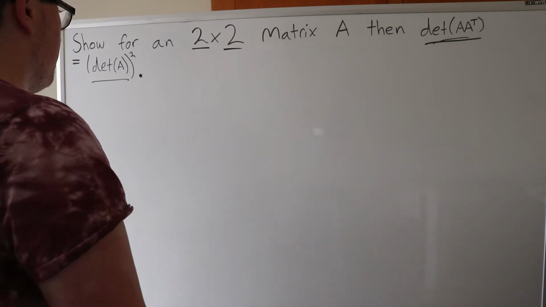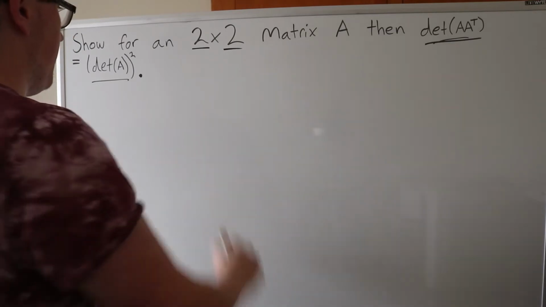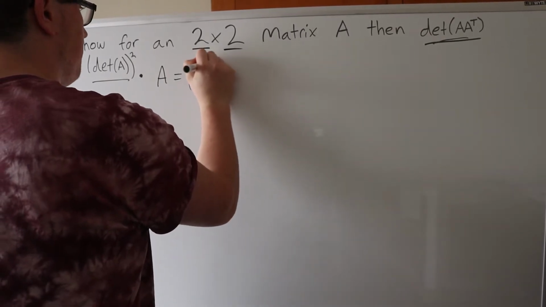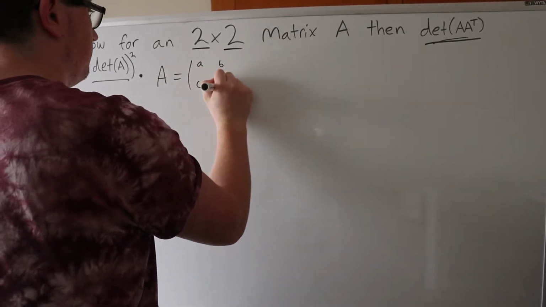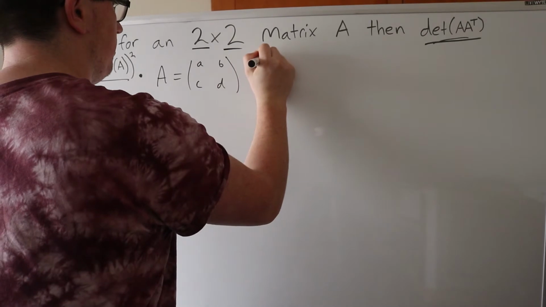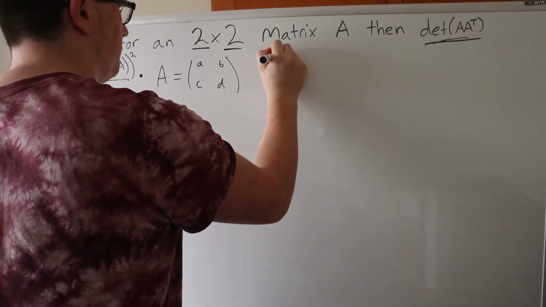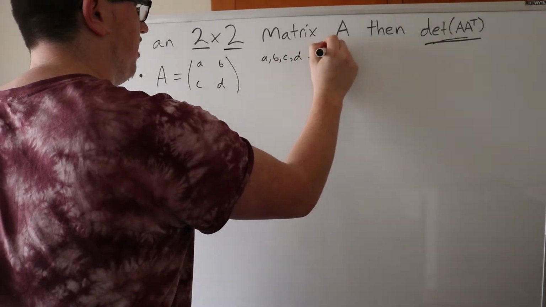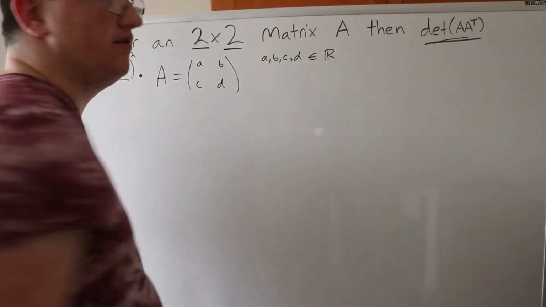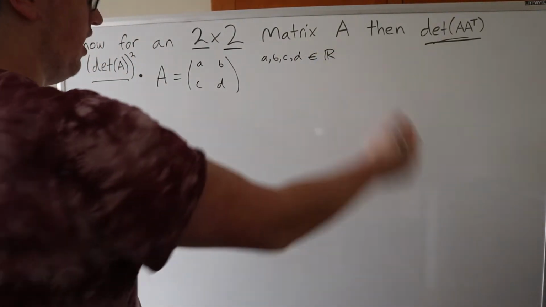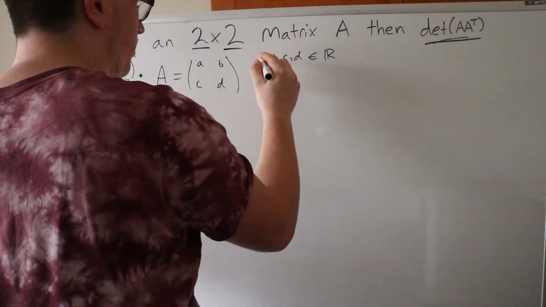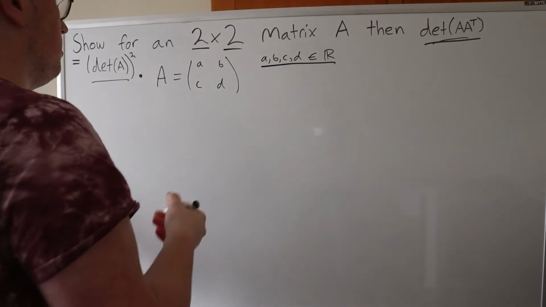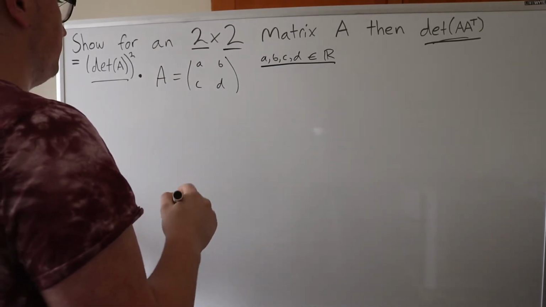So let's go ahead and define a matrix A. Let A equal the matrix A, B, C, D, where A, B, C, and D are elements of the real number line. Okay? That is important in this particular proof. If you're looking at Zn, then it would be a bit different.